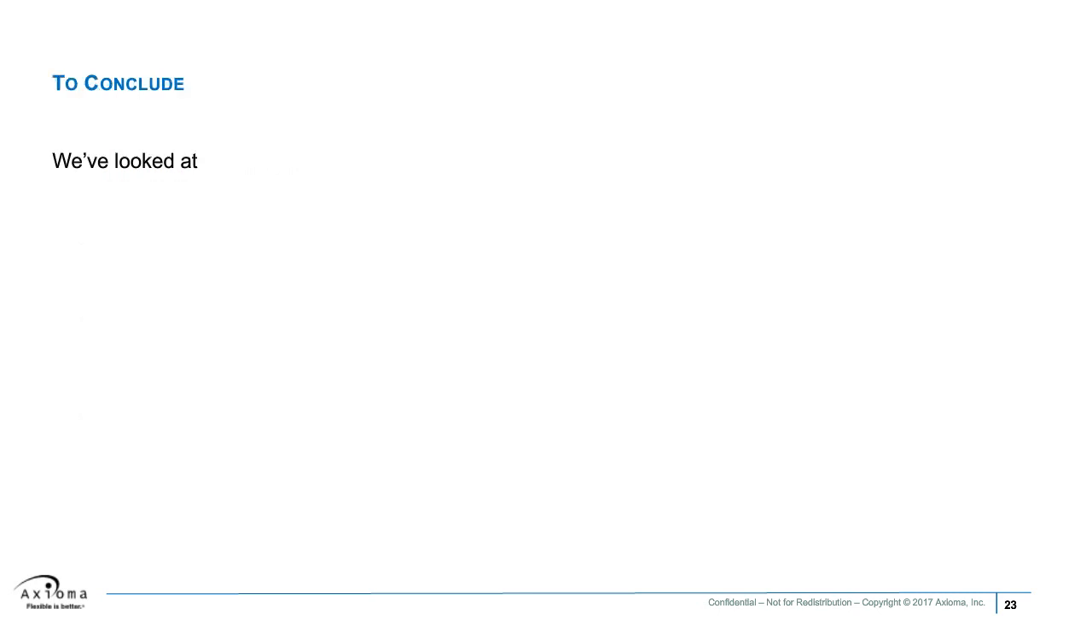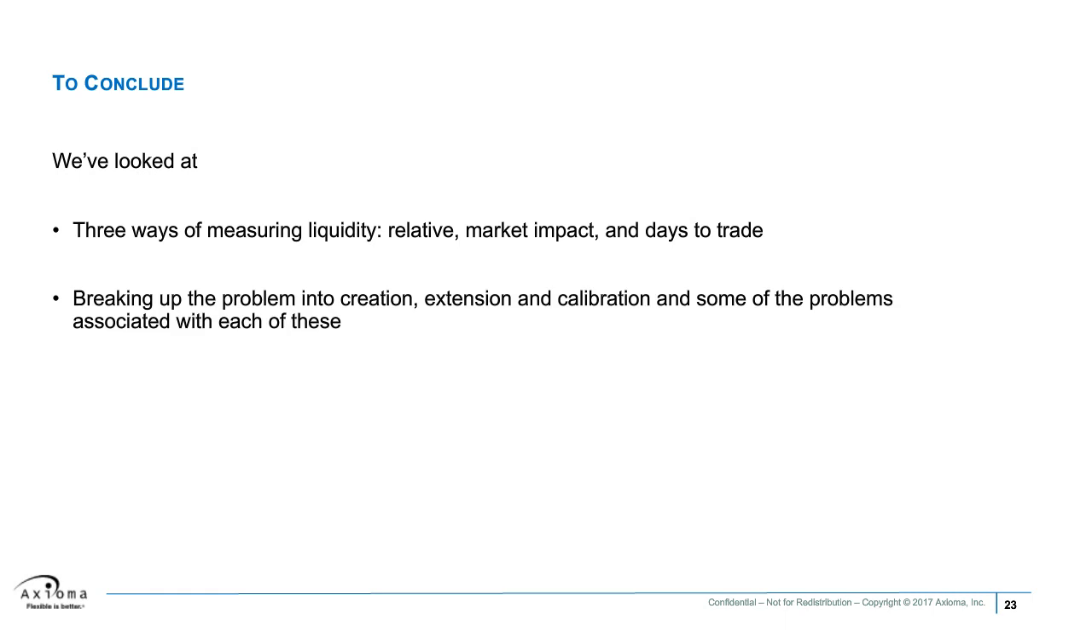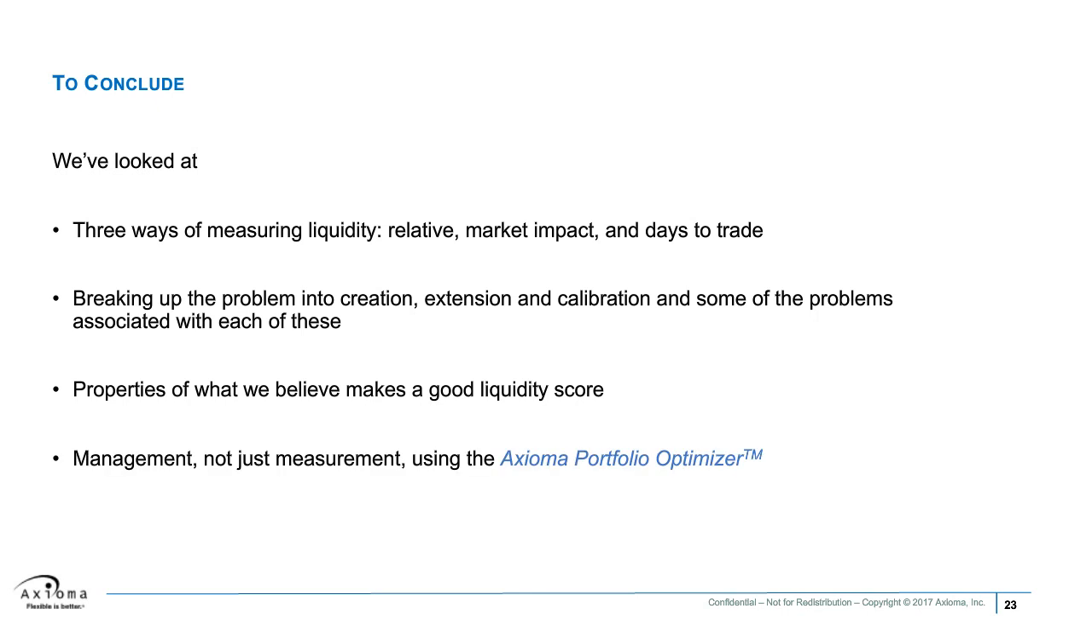So, to conclude, we've looked at 3 ways of measuring liquidity: relative liquidity scores, market impact, and days to trade. We've broken the problem into 3 parts: the creation of liquidity scores, their extension to bonds with missing data, and the calibration of days to trade. And we've looked at some of the problems associated with each of these. We've looked at the properties of what we believe makes a good liquidity score, and we've looked at liquidity risk management, not just measurement, using the Axioma Portfolio Optimizer.